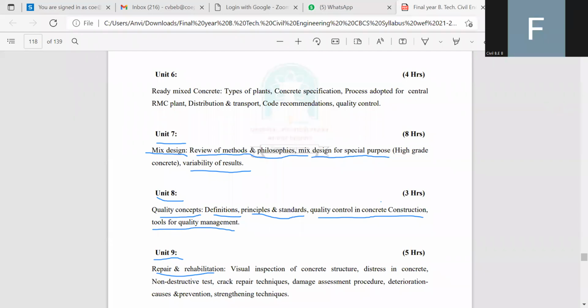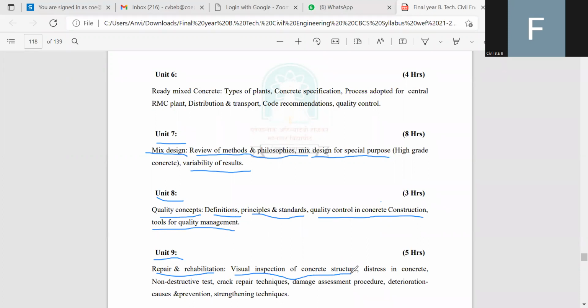Okay, so what we have to learn in this particular chapter? We have to learn the visual inspection of concrete structure. Any building has columns, beams, and RCC slab. So these are the concrete elements.